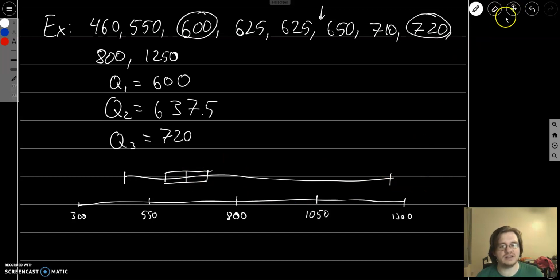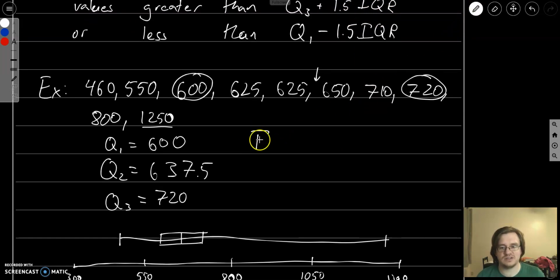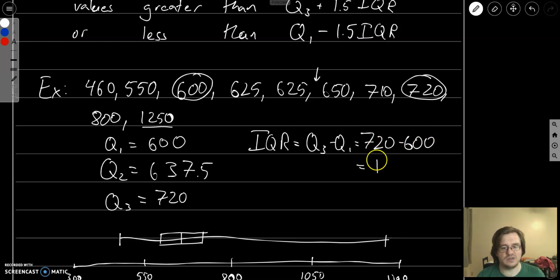So we can see that our right whisker is very long. Once we notice this, we could begin to try to calculate whether some of these values are outliers. Clearly this biggest value here, this 1,250, we suspect will be an outlier. So let's check. Our formula is that it should be bigger than the third quartile by 1.5 times the interquartile range. The interquartile range is the distance between the third quartile and the first quartile. So the third quartile minus the first quartile is 720 minus 600, which is going to be 120.